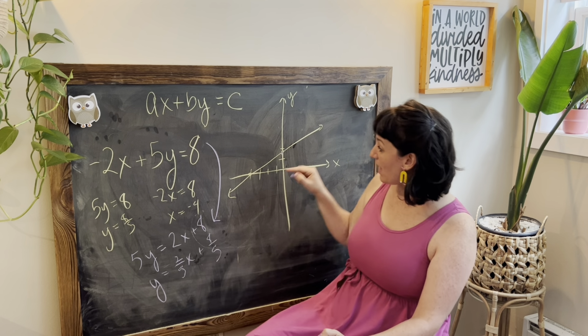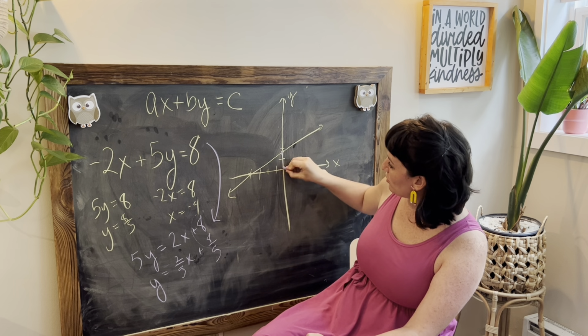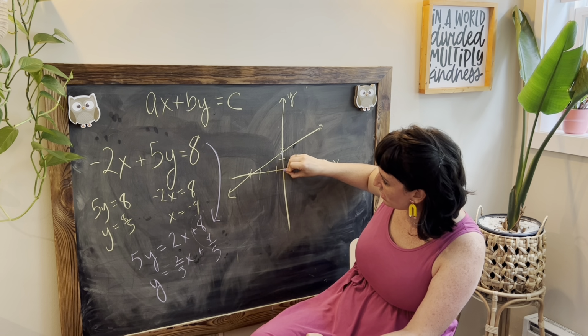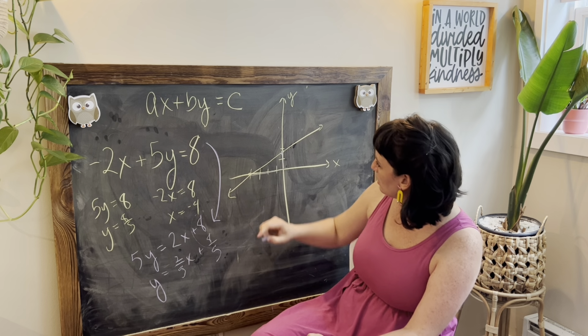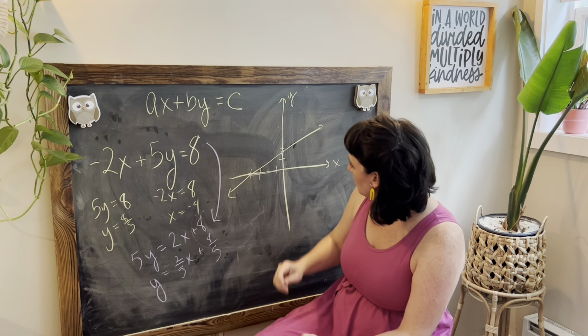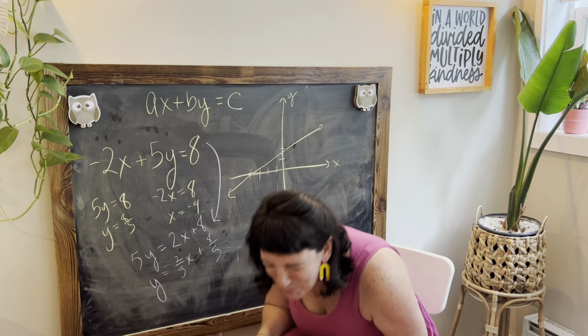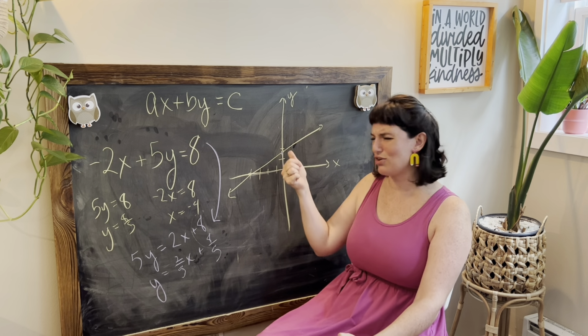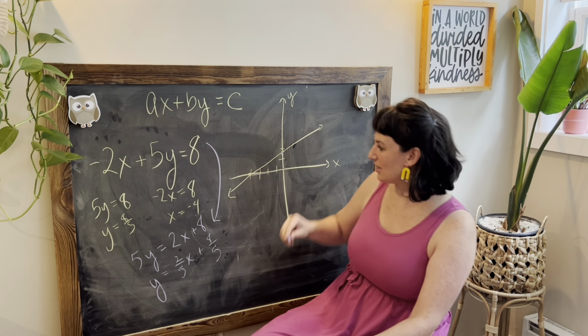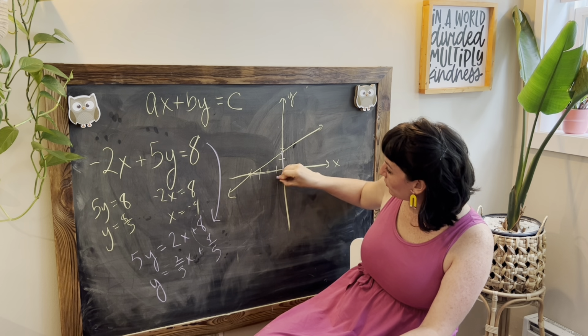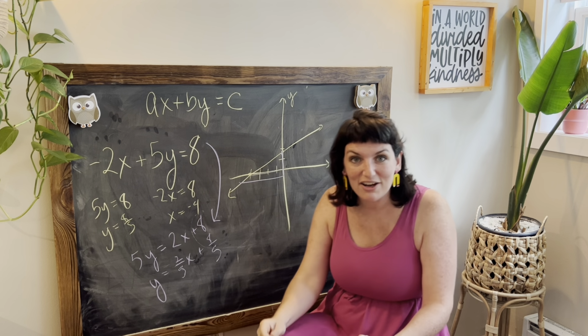Up 2, right 5. I could also go down 2, left 5. Oh yeah. I'm like, that didn't work. I went left 4 because I didn't go a full down 2. Silly me. If you go a full down 2, you would go a full left 5.